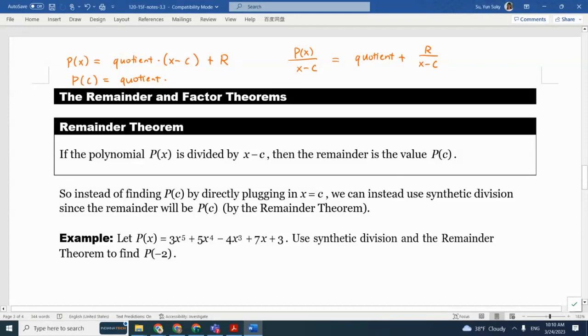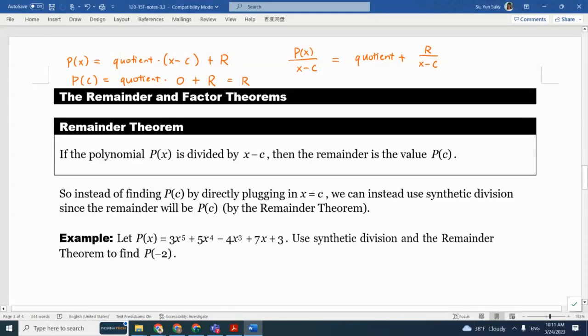times c minus c here. When you plug in x equals c, you get c minus c, which is 0. Right, everybody? Plus the remainder. 0 multiplied by anything is 0. Therefore, P of c is the remainder. So this is the remainder theorem. If the polynomial is divided by x minus c, then the remainder is the value P of c. Okay, everybody?